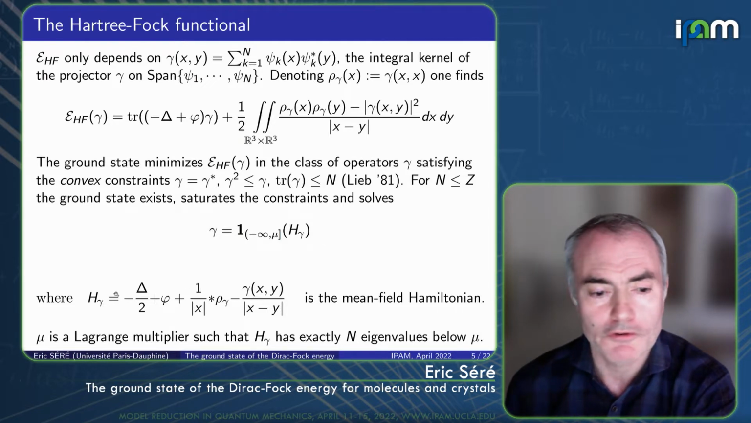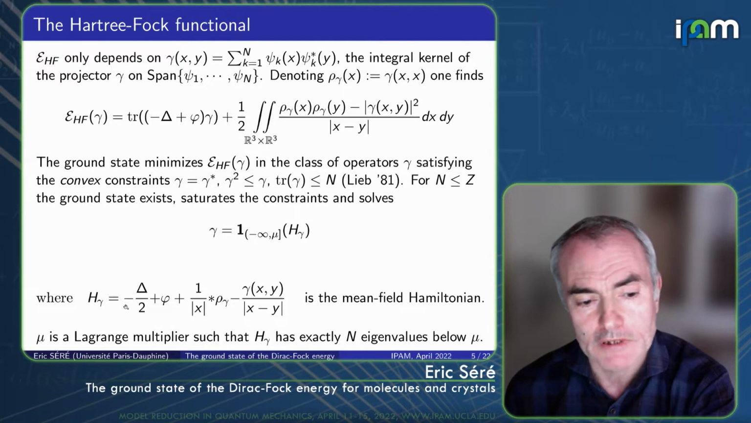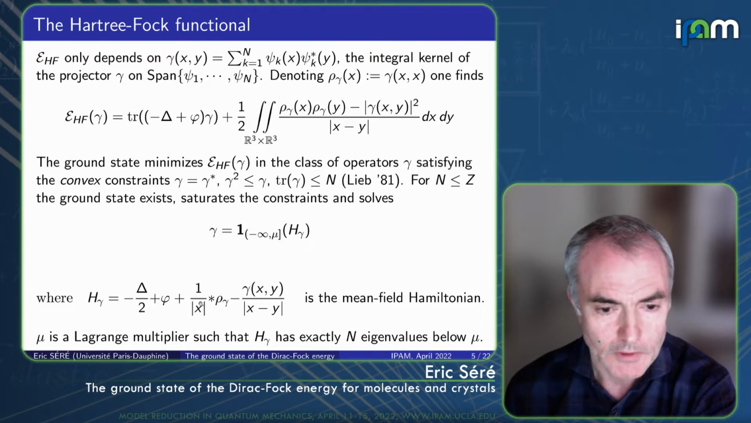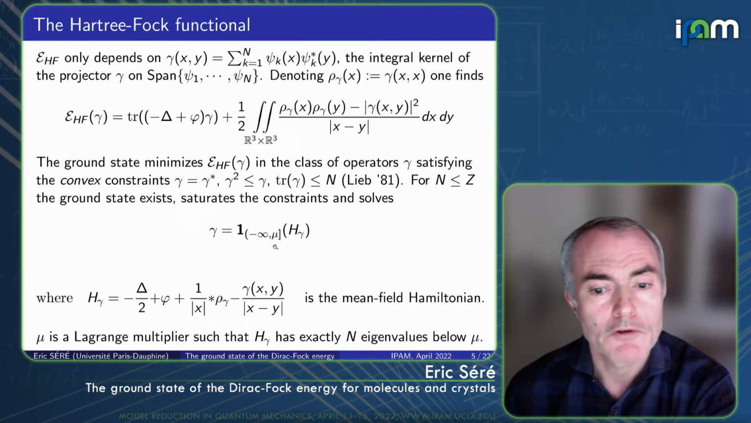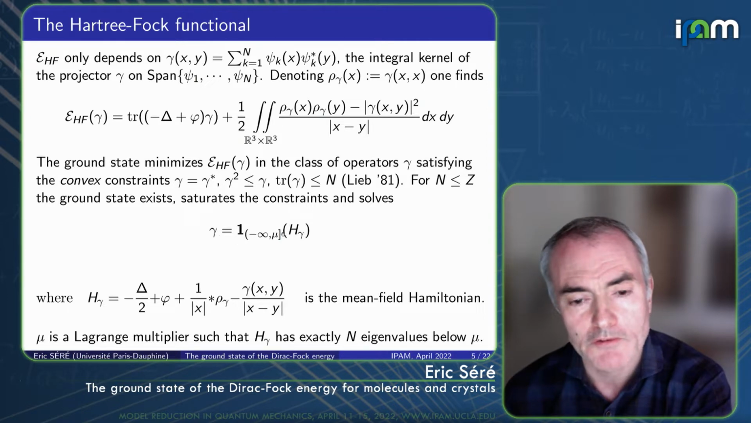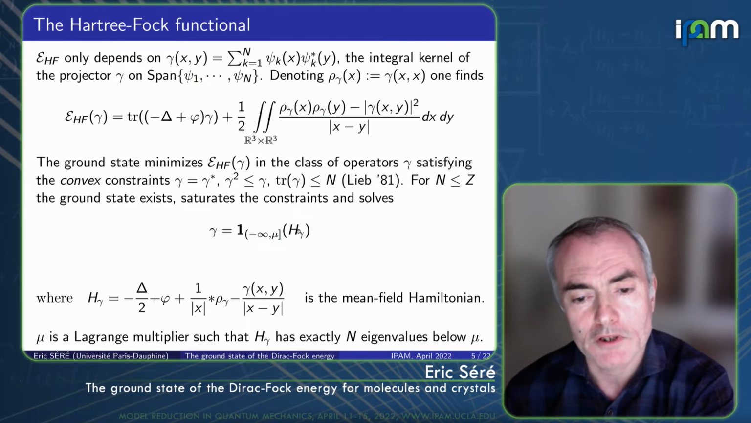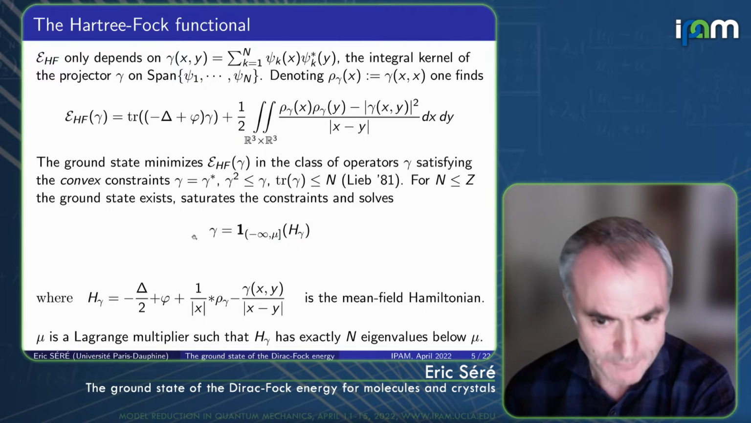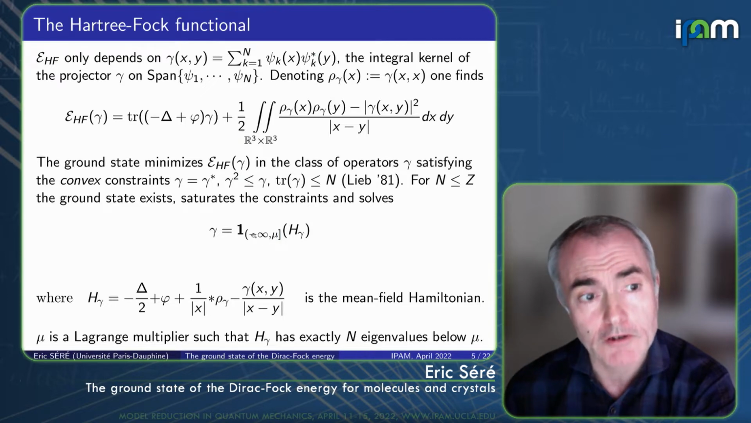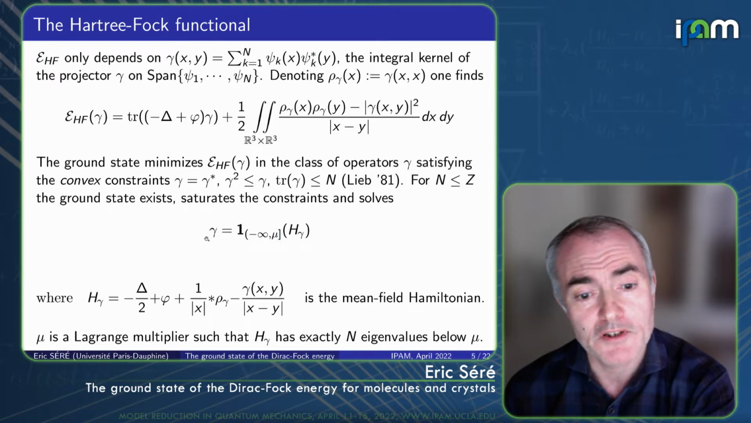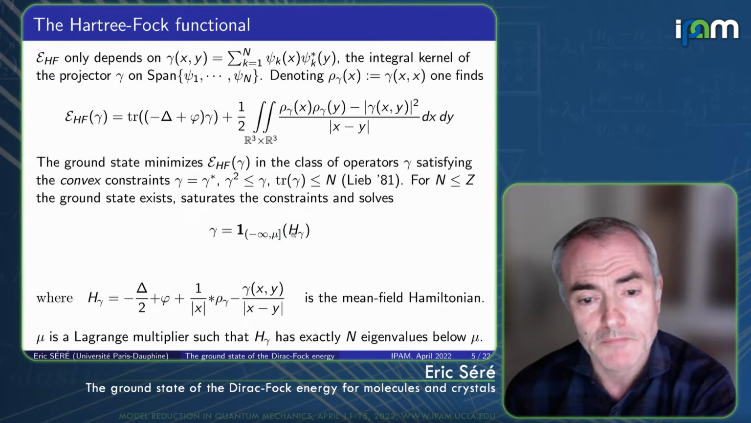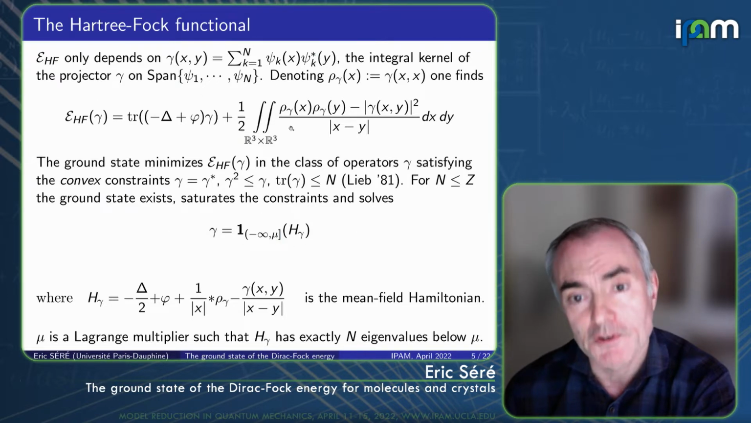Okay, so just a word on the mean field Hamiltonian. It's just made of kinetic energy plus potential phi plus the mean field potential generated by the electronic cloud. Okay. So, of course, this is a highly nonlinear equation because here you have a projector associated with an operator, which itself depends on gamma. And so you can think of the problem of the ground state as either being a fixed point problem by just looking at the equation or being an optimization problem.